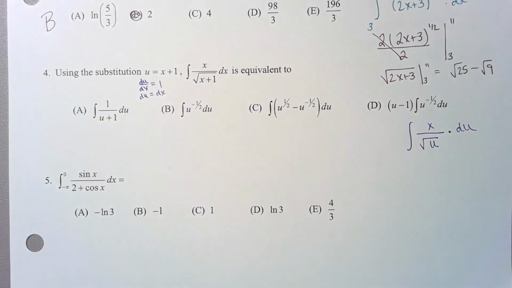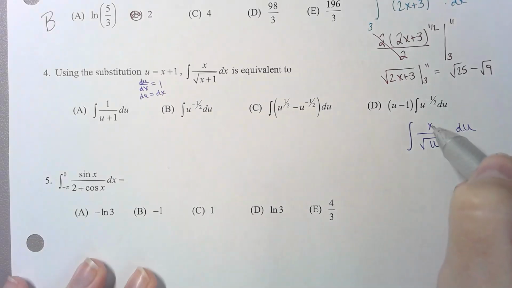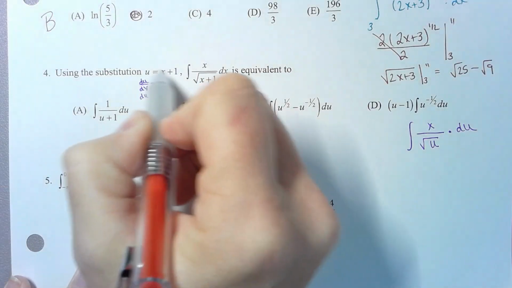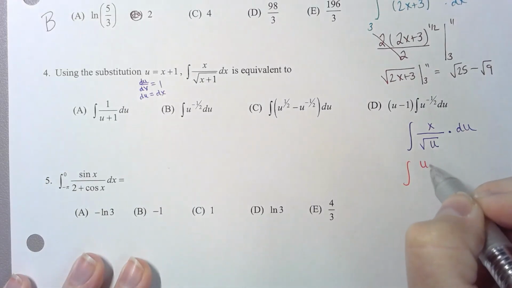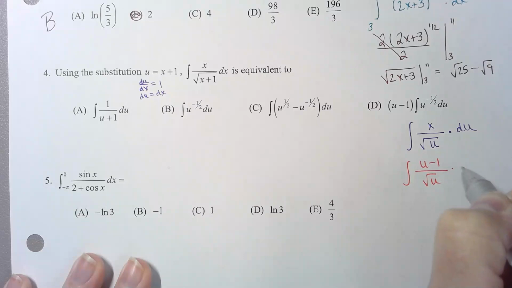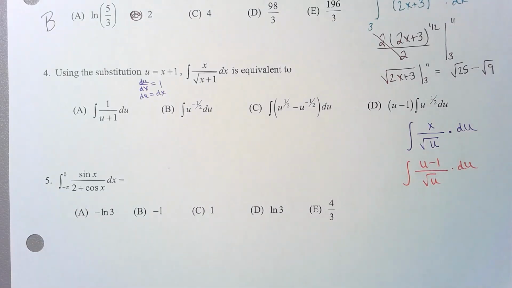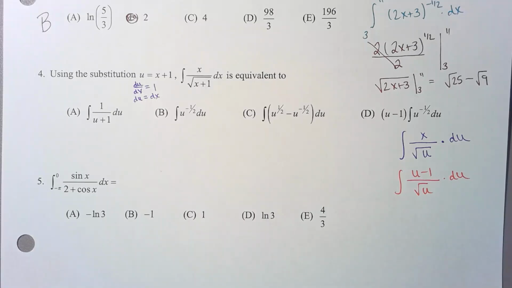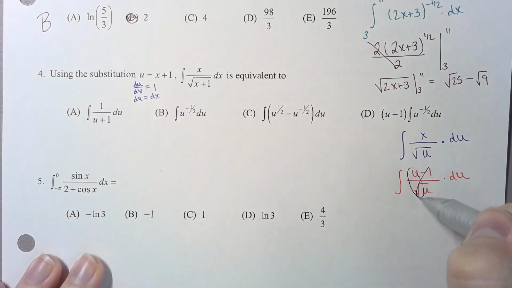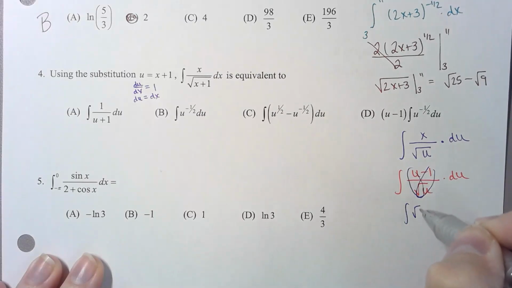Remember, the whole goal with substitution is to completely translate from x's to u's. And I've not done that. I still have this x. So that's okay. We'll go back here and subtract 1. So now we have u minus 1 over radical u times du. We're still not done. We still don't see that here. However, at least now we can simplify that.